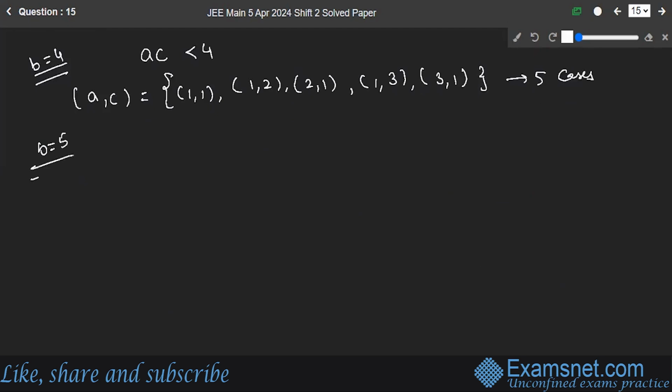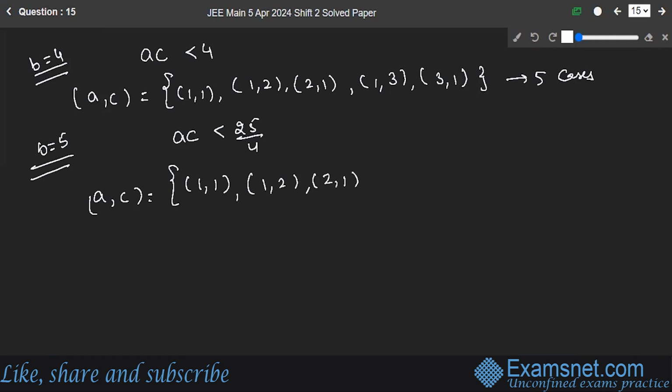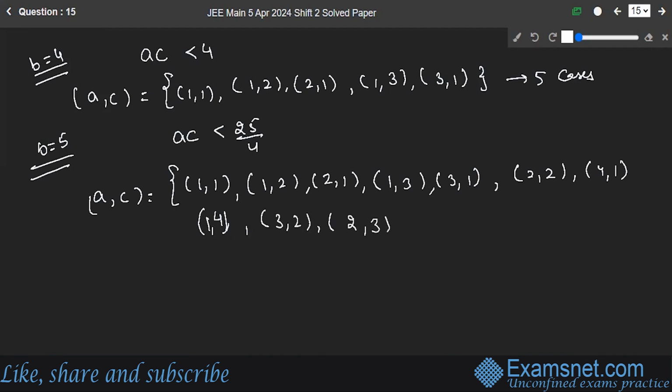When B is equal to 5, AC is less than 25 by 4. So the ordered pairs in this case: 1, 1; 1, 2; 1, 3; 2, 2; 4, 1; 1, 4; 2, 2; this, then it can have 3, 2; 2, 3; 5, 1; 1, 5; 1, 6; and 6, 1. You will calculate, this will be 14 cases.